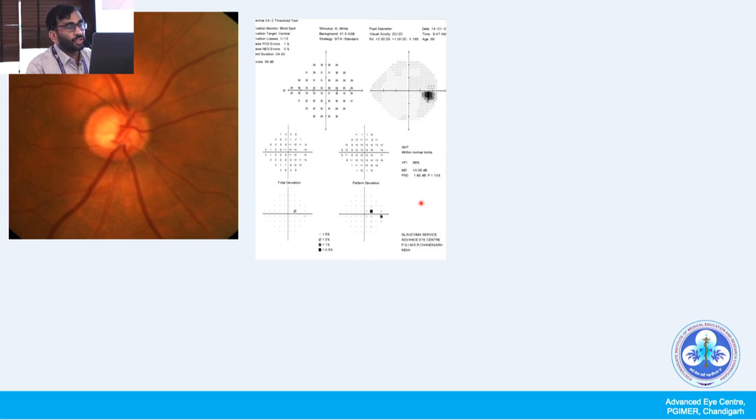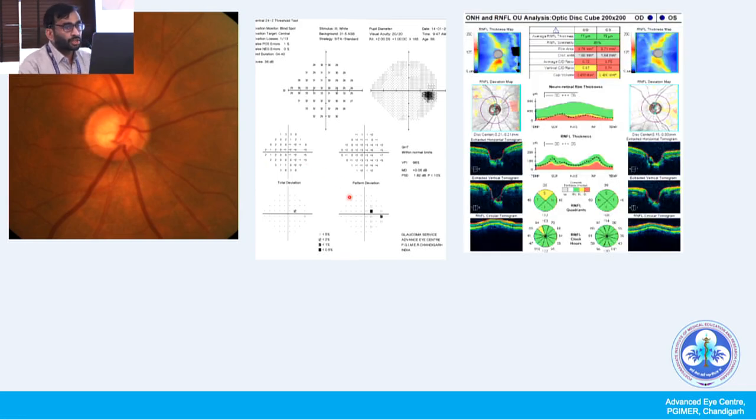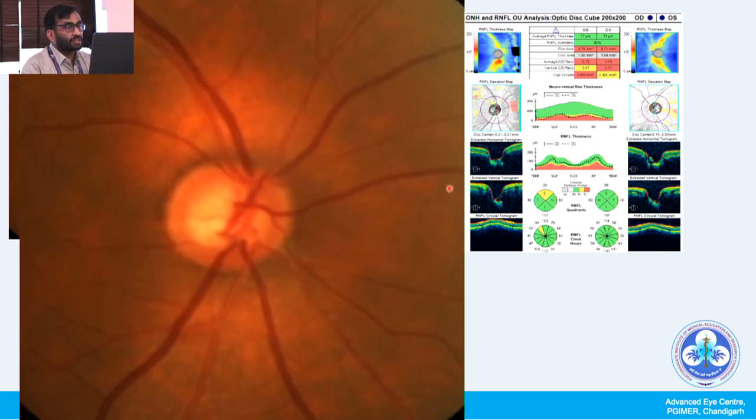So look at this disc. It may be a normal disc, and the field is not much contributory in these patients. And look at the OCT in the right eye: the quadrantal map shows some yellow signal. If you look carefully at the disc, the superior margin has lost its normal sharpness, which the OCT picks up and labels as early glaucoma.